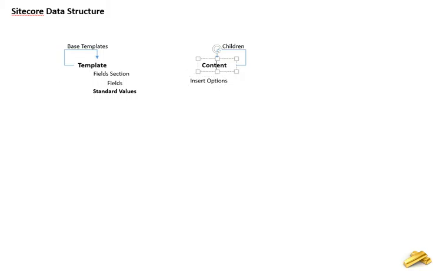A content item is always an instance of a specific template, so content is a specific type of the template. So let's talk about the standard values. They hold a lot of default values.